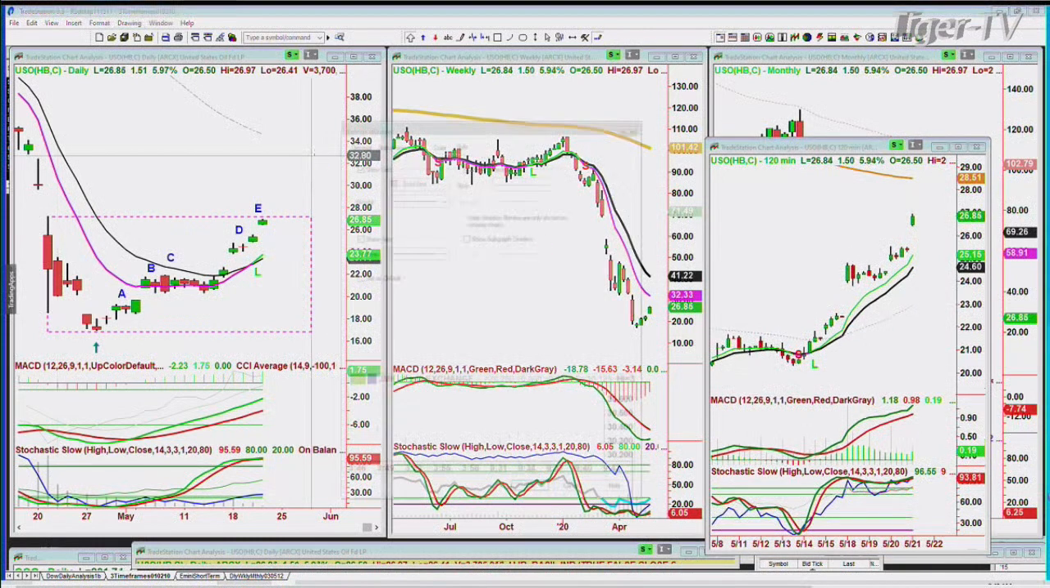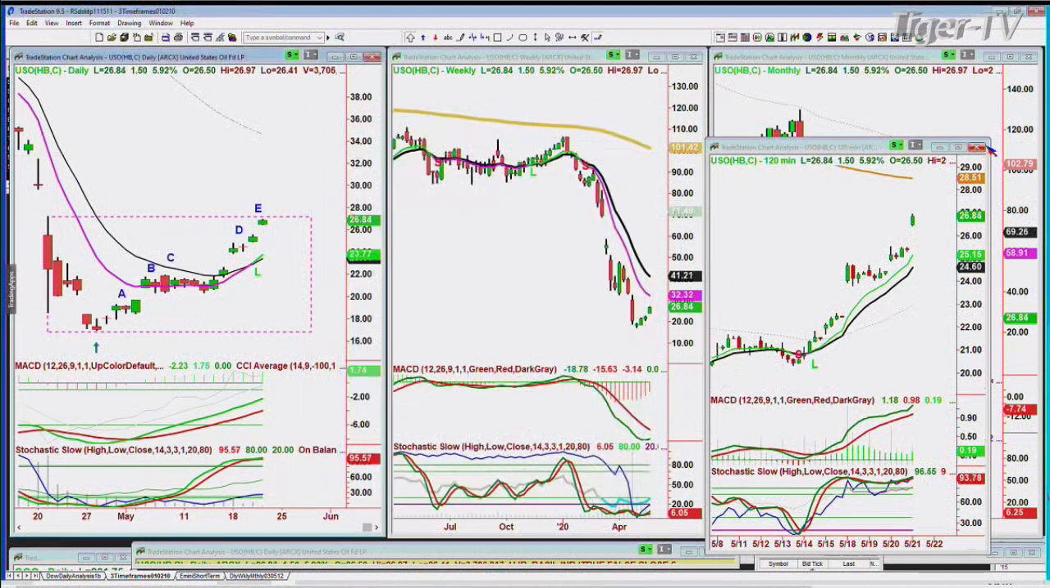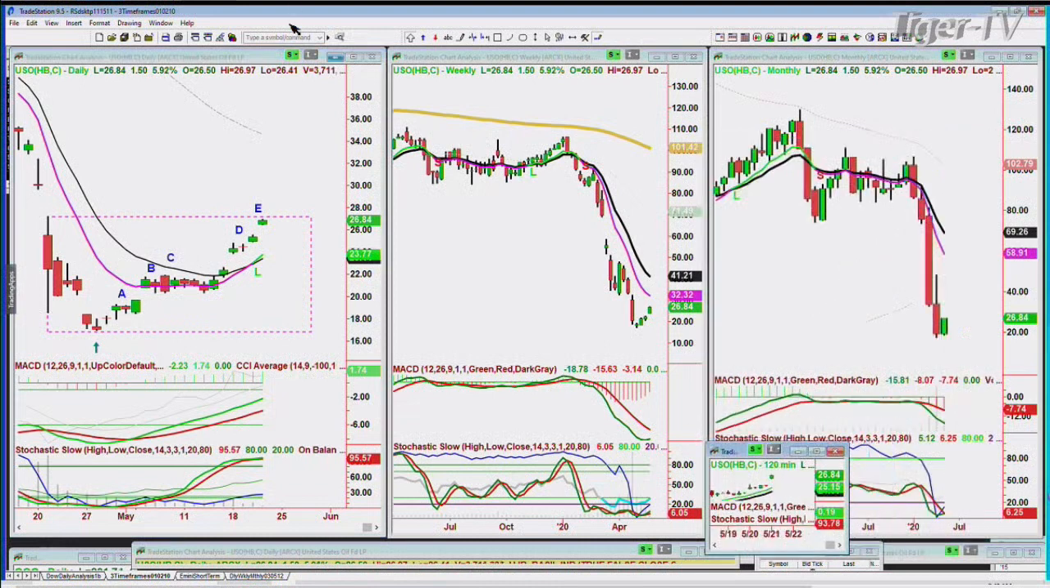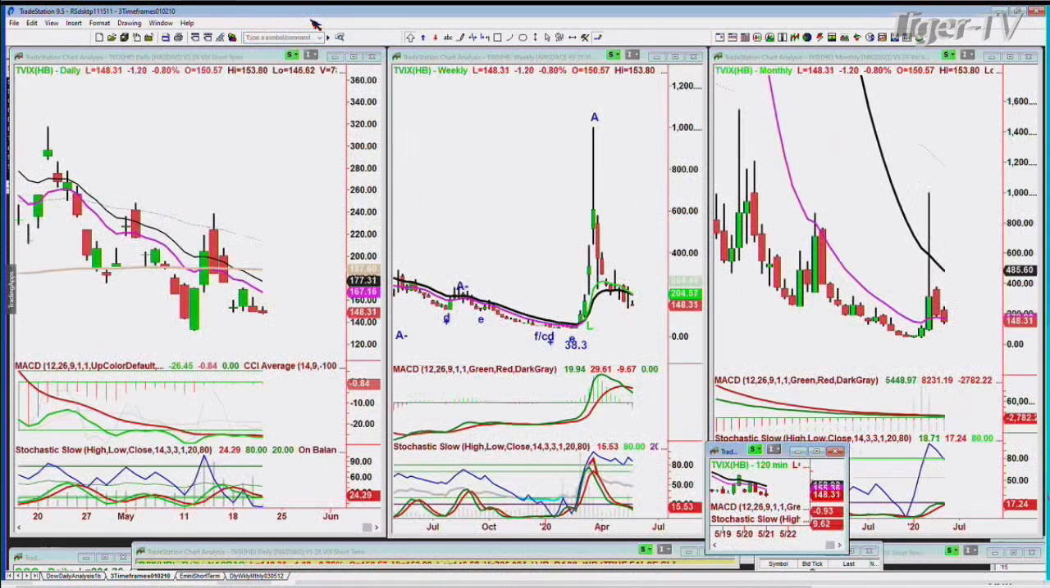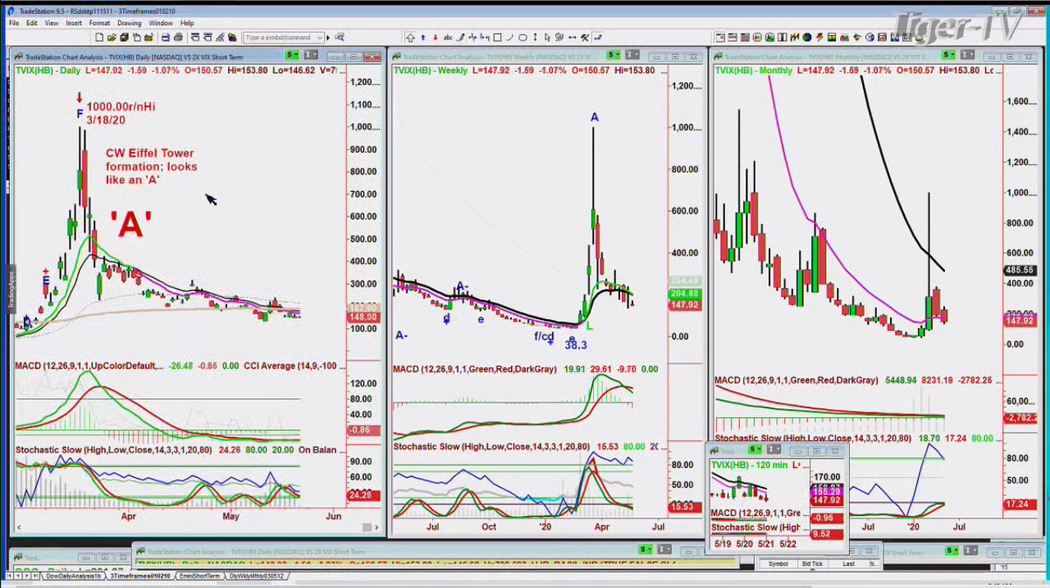Next question I had is where did we go to? Oh, yeah, okay. I'll get that, the VIX index. So let's get out of this for a second here. The volatility index. Let me just show this here. This is the TVIX. This is the 2 times. This is the very speculative VIX index trading tool. This is the one that went to 1,000 back on March, if I can find it, March the 18th. There it is. March the 18th.